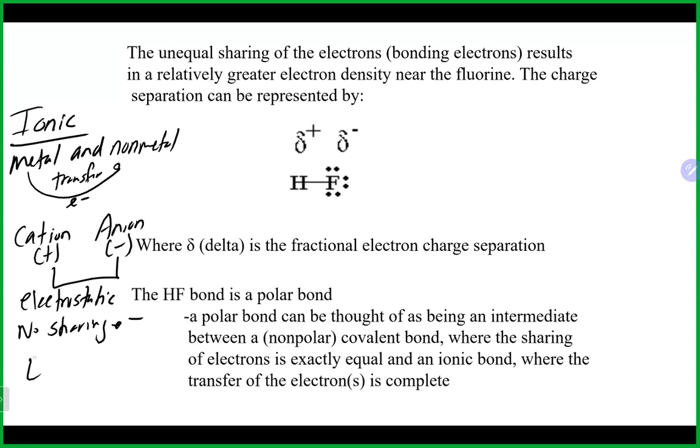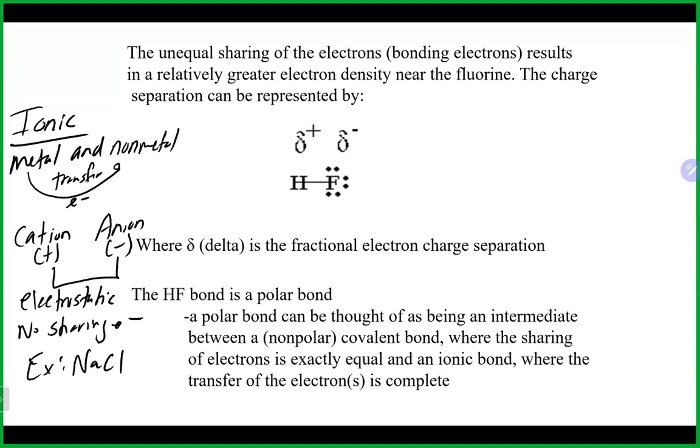An example of that would be something like sodium chloride, right? Sodium is a positively charged ion. Chlorine is a negatively charged ion. The sodium gives away its electron to the chlorine, and the chlorine picks it up, and it gets a full transfer of electrons that happens.